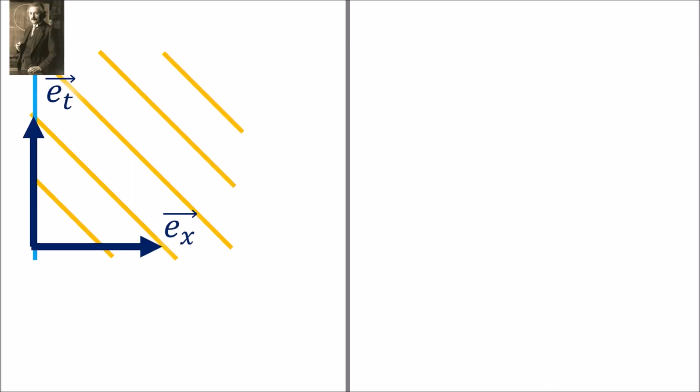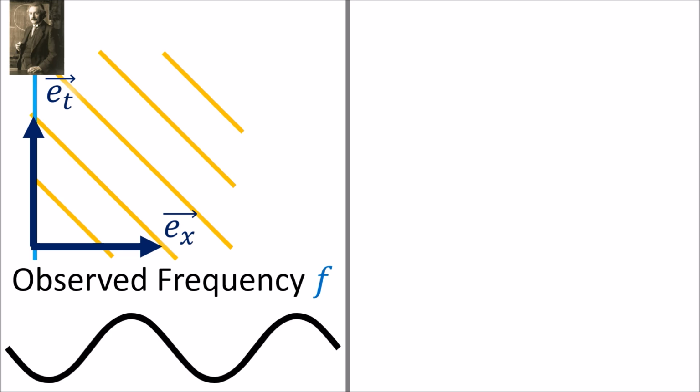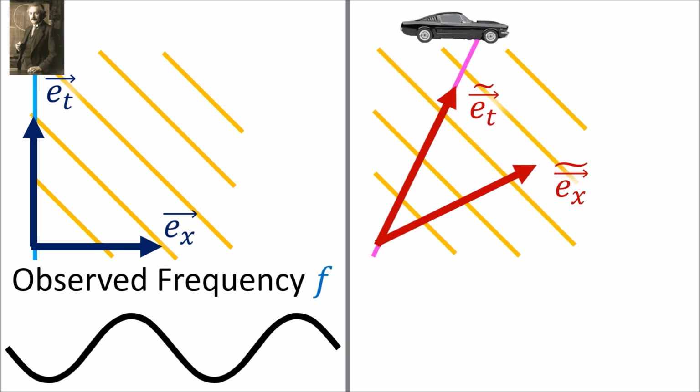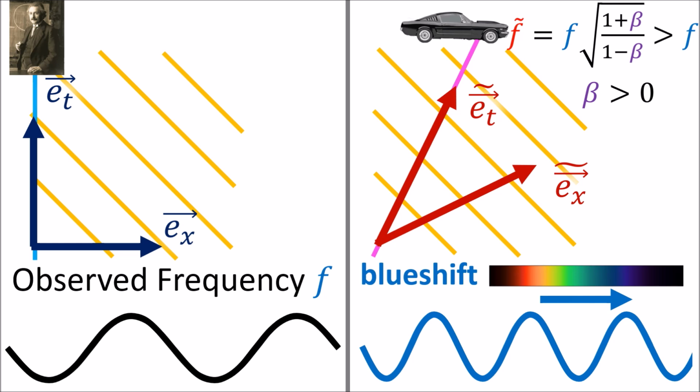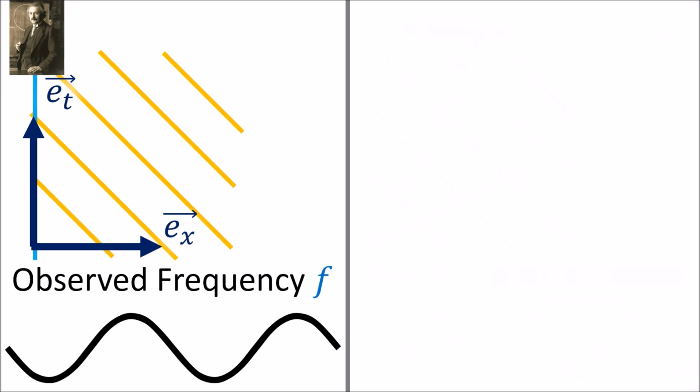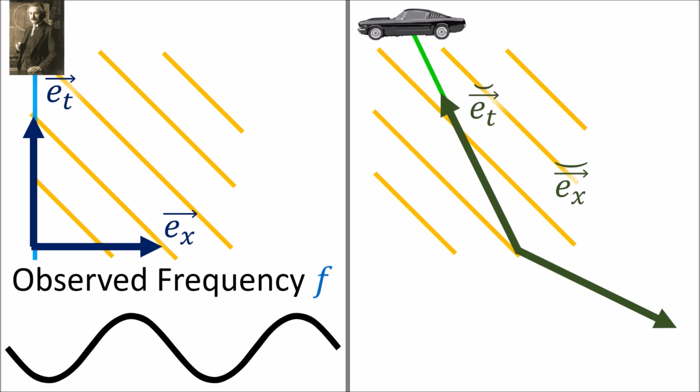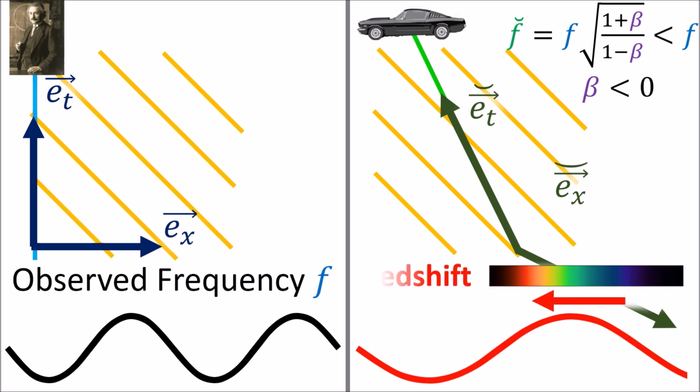So if a frame that's standing still measures a light wave to have a frequency f, a frame running towards the light wave source will measure a higher frequency. We call this effect blue shift because the frequency shifts to the higher end of the electromagnetic spectrum, represented by blue light. Similarly, if a frame is running away from the light source, it will measure a lower frequency. We call this red shift because the frequency shifts to the lower end of the electromagnetic spectrum, represented by red light.